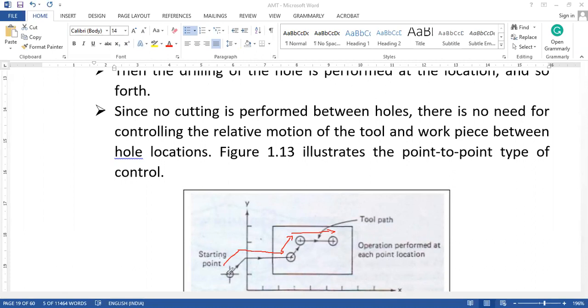The tool moves from this point to this point, then the machining operation is completed, then it moves to the next point, performs the machining operation, then moves to the next point. Like that. In between there is no cutting. There is no need for controlling the relative motion of the tool and the workpiece between the hole locations. So the figure illustrates the PTP type of control system.